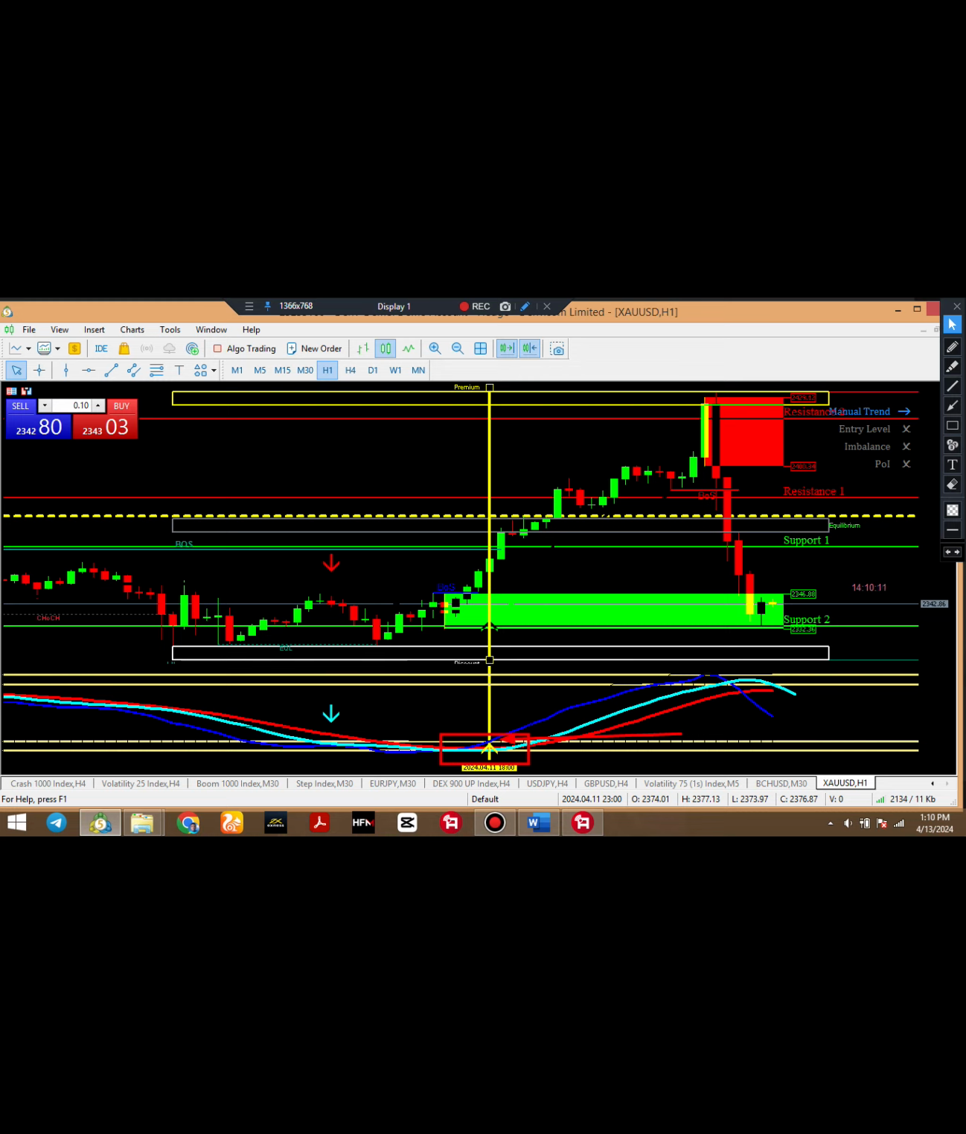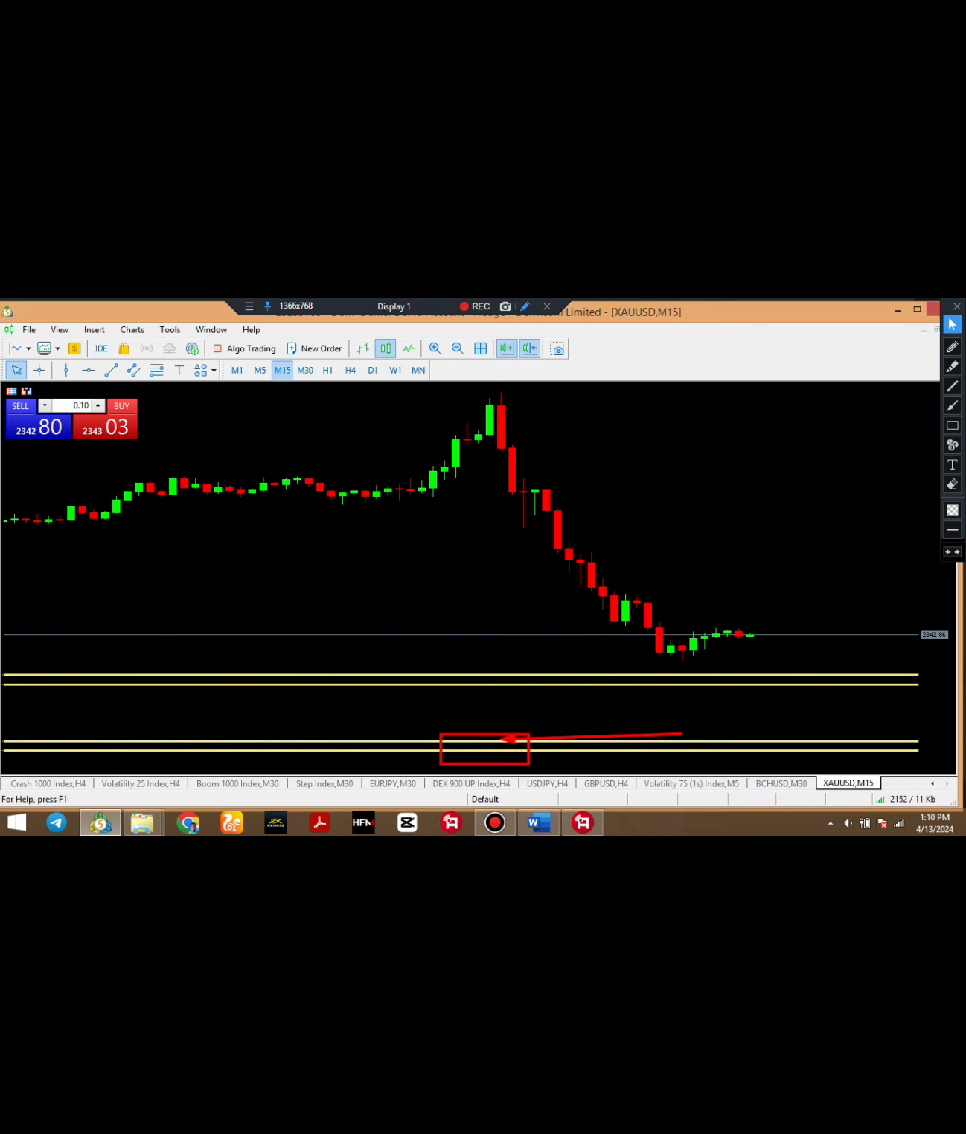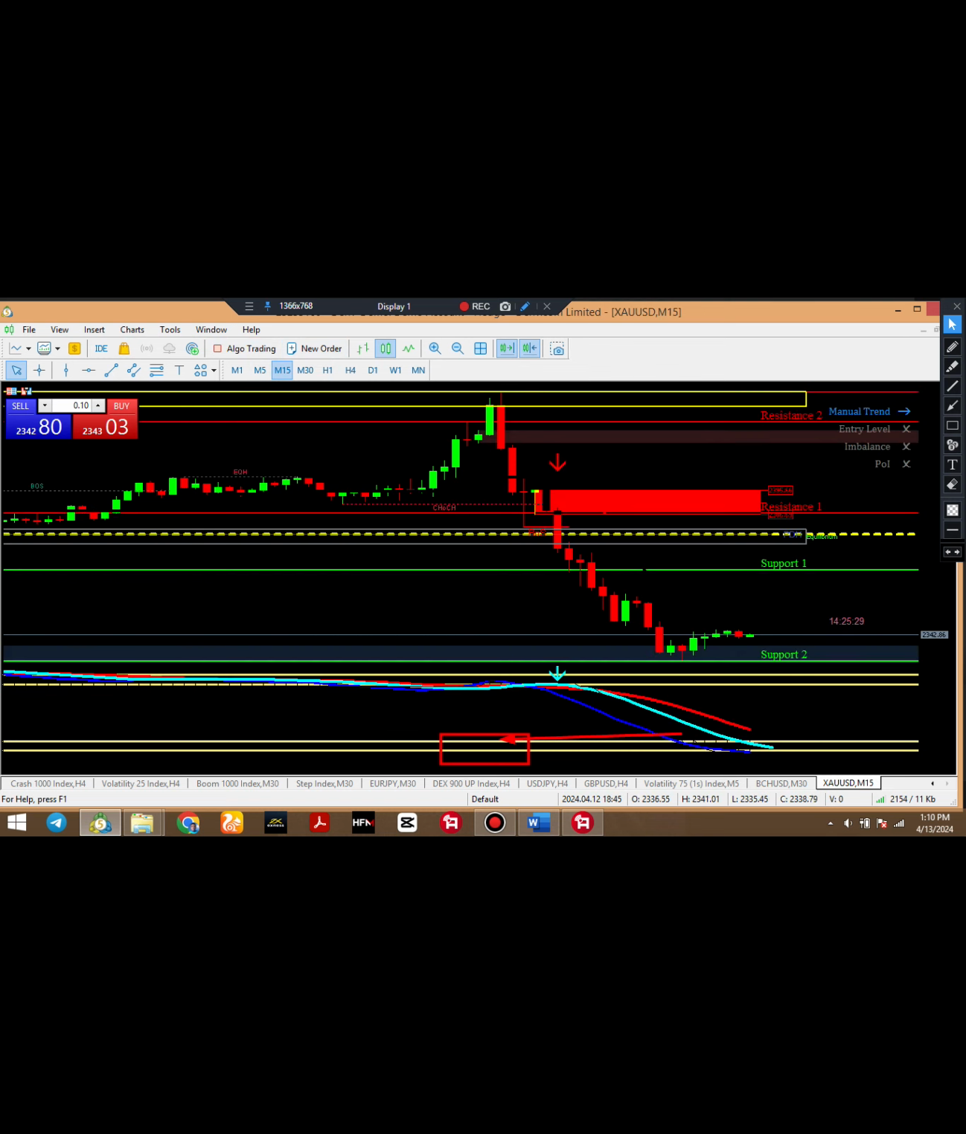So immediately it pops up, you go to the lower time frame. This is where the time frame manipulation comes in. So you go to a lower time frame, let's use 15 minutes, and track the price down to where the arrow pops out on 15 minutes.